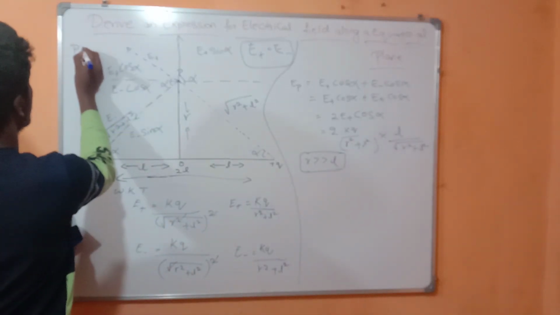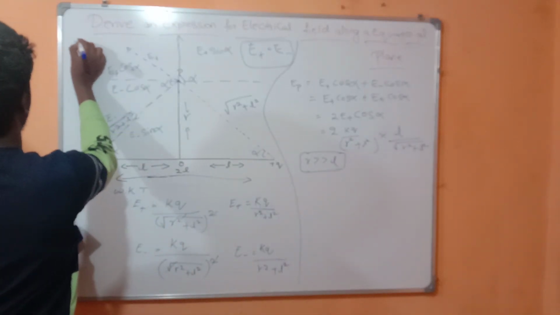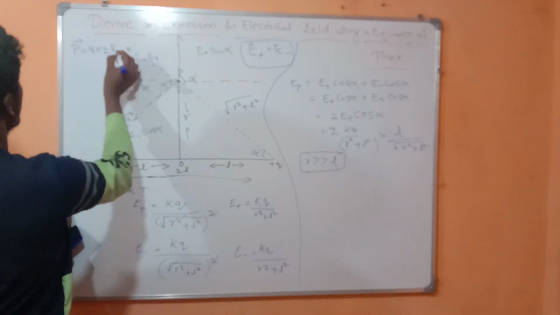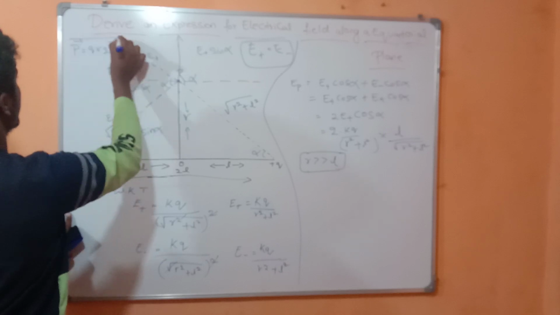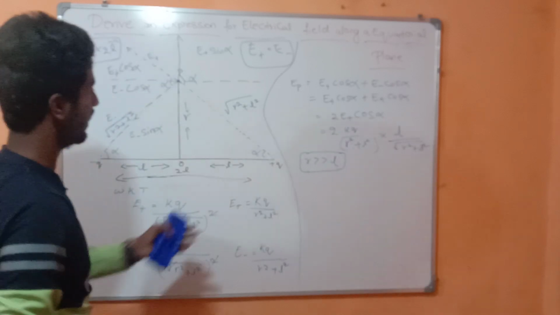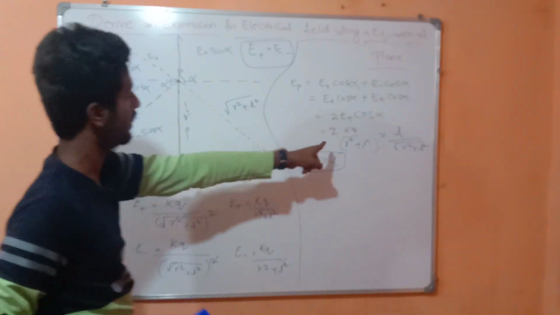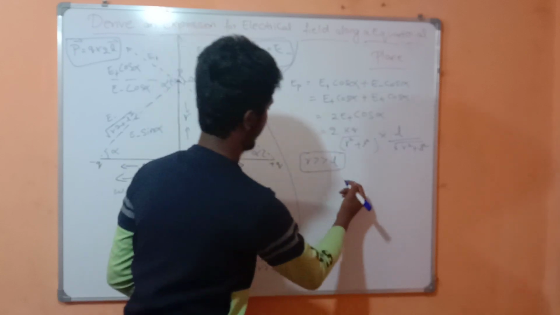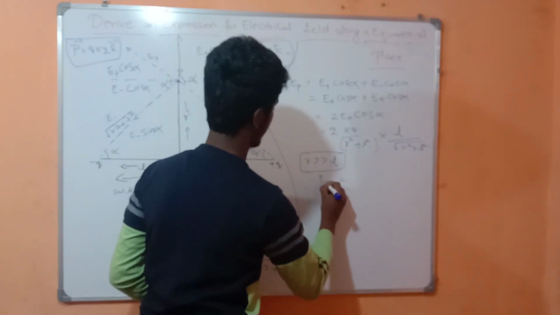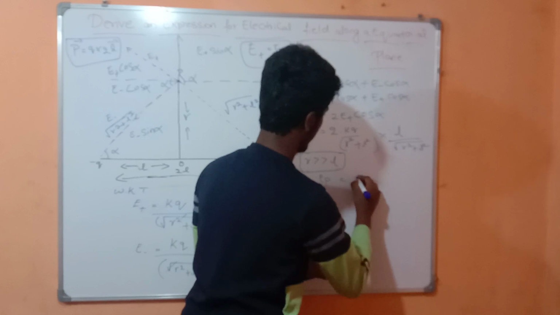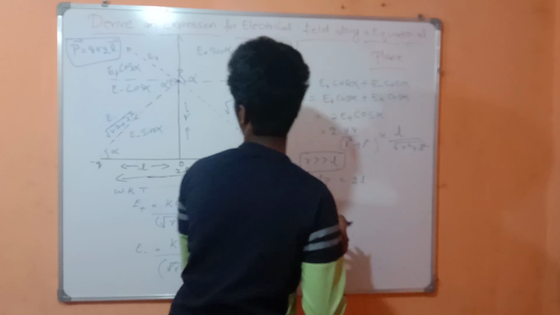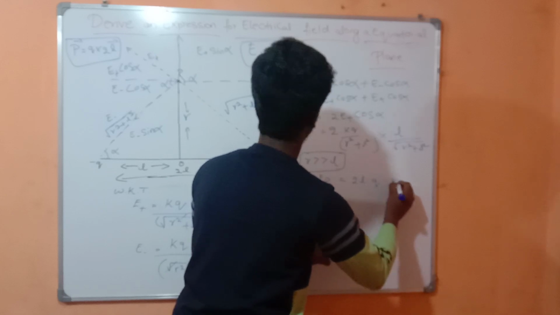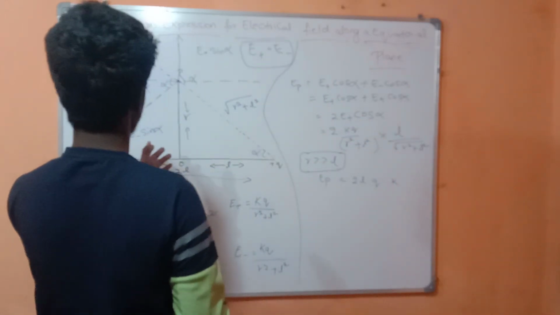We all know that vector P will be equal to Q into 2L, Q into 2L vector. We know this, children. Let us substitute here 2 times of L. Let me take outside, E P will be equal to 2 times of L into Q into K.